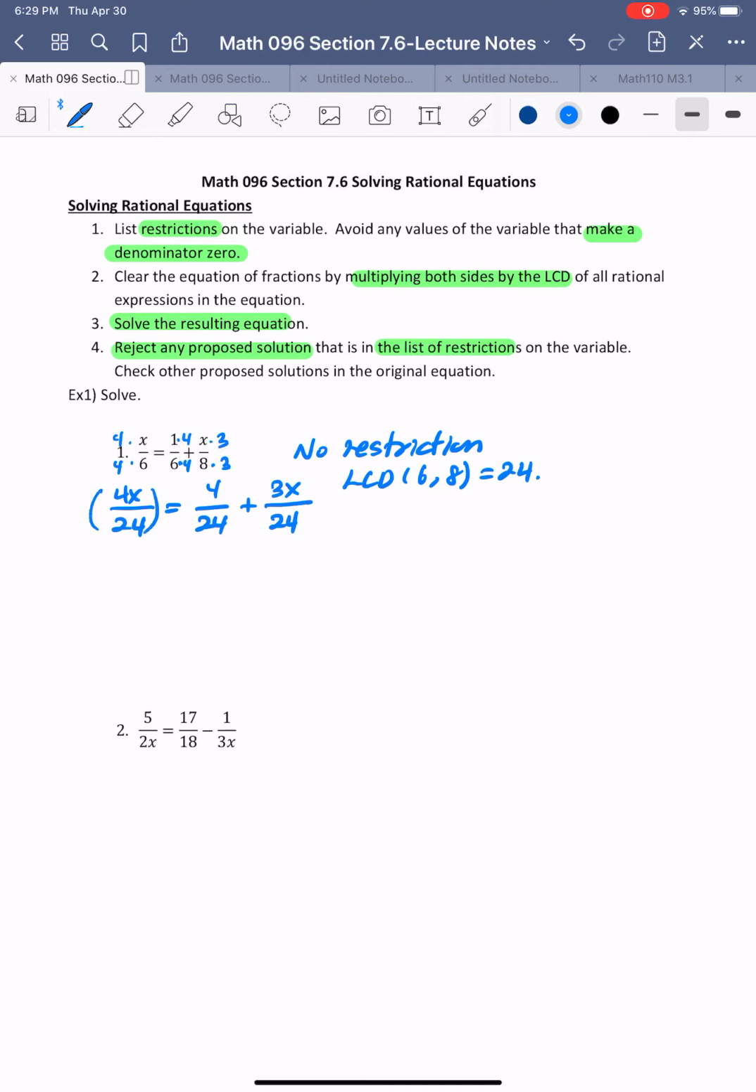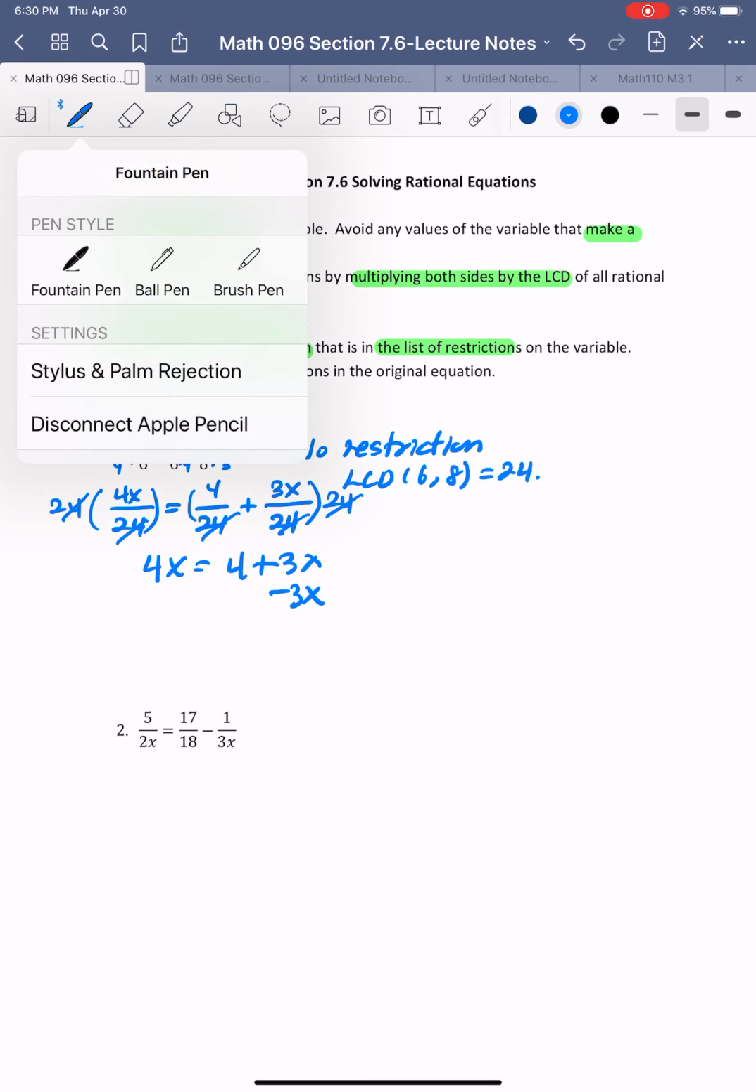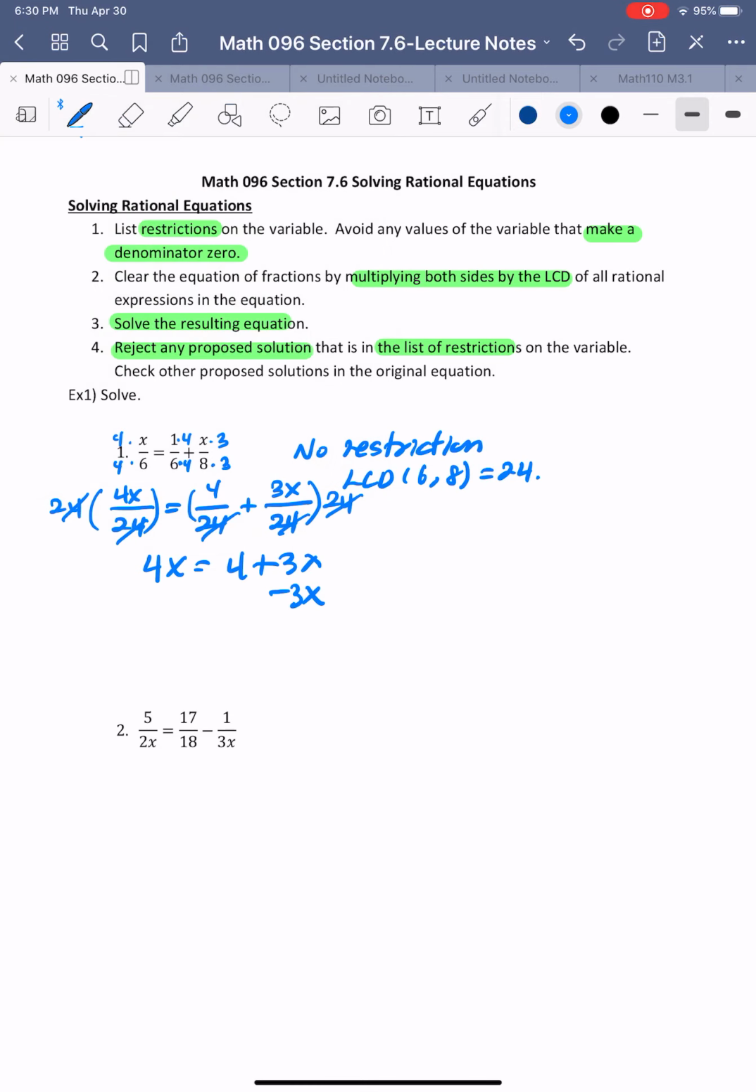And then when you multiply both sides by 24, it will cancel all the denominators. So you only get 4x equal to 4 plus 3x. And then subtract 3x from both sides, and you get x equal to 4. So that's the solution.